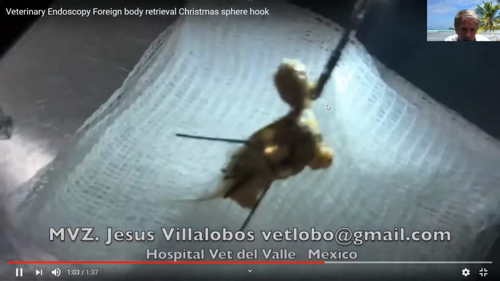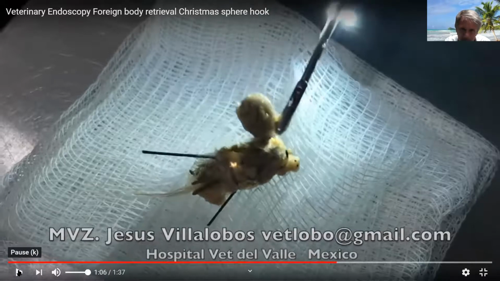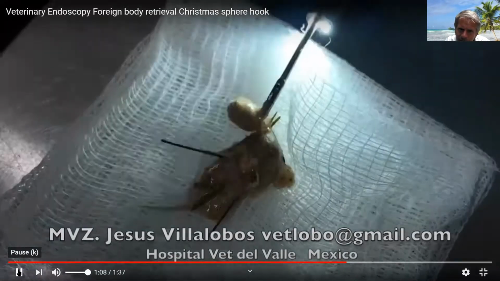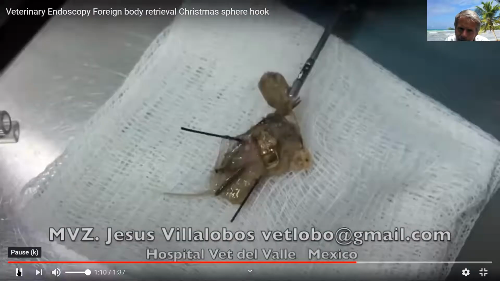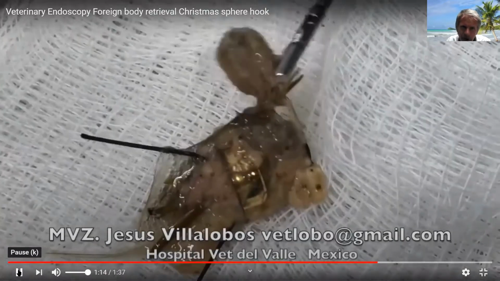But there's the endoscope. Let me just pause that. Oh, I can't. There we go. So there's not the endoscope, but there's the probe, and somewhere in there is a little camera. I'm just showing you that little part of the Christmas ornament.